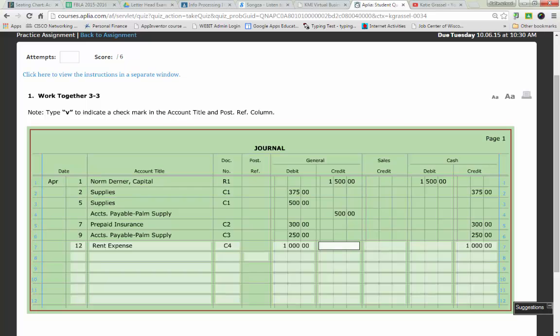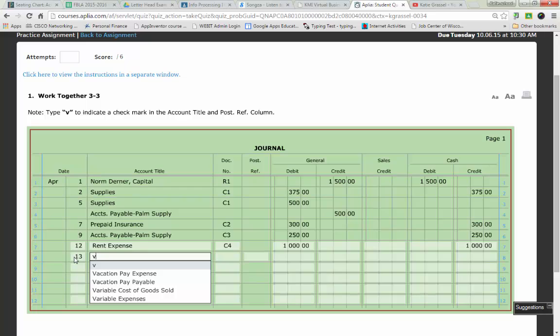So instead of leaving it blank, what we have to do is put a check mark. But we can't, there's no keyboard letter or number for a check mark, so we're going to use the letter V. So we're going to put the date of the 13th. My account title, I'm going to put a V for a check mark, meaning I don't have to put anything there, but I'm not going to leave it blank. My source document is T13.